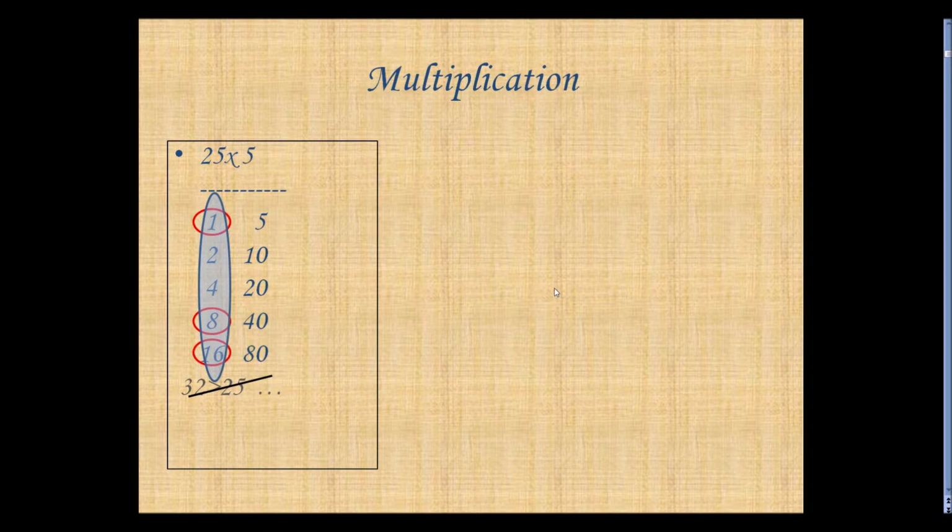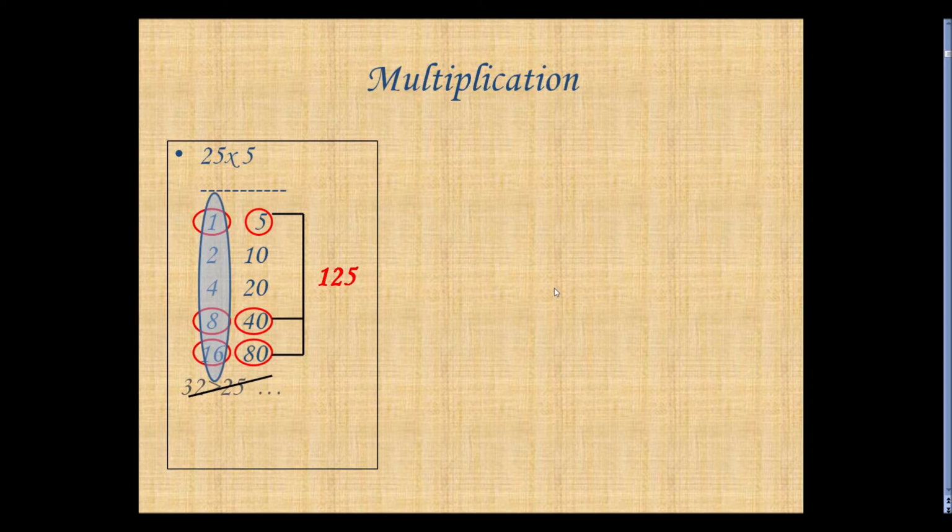Now, we take the numbers in front of these numbers in the second column. So, in the second column, in front of 1 we have 5, in front of 8 we have 40, and in front of 16 we have 80. We add these together, and that is our result, 125. Of course, it's very easy to see that indeed 25 times 5 is 125.